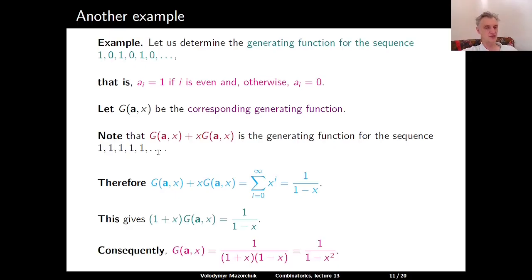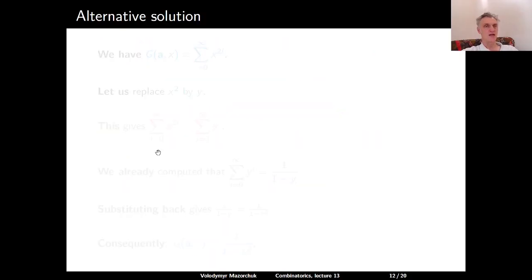This means that our generating function equals 1 divided by 1 plus x times 1 minus x. And this is 1 divided by 1 minus x squared. Here is an alternative proof of the same result.